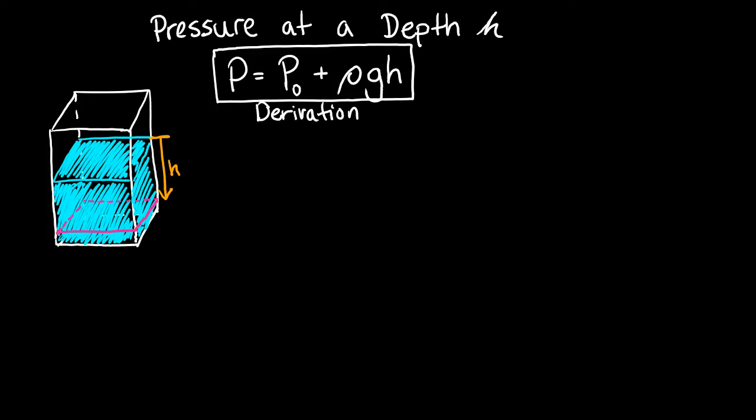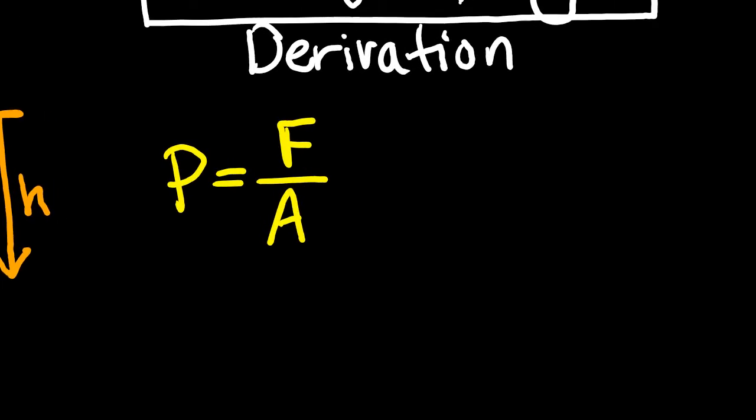I'm going to show you how the hydrostatic pressure equation is derived. We've got to pull a couple of different basic physics equations from our arsenal, one of which is the general pressure equation. Pressure equals force over area. We're going to zoom in and think about what this really means.